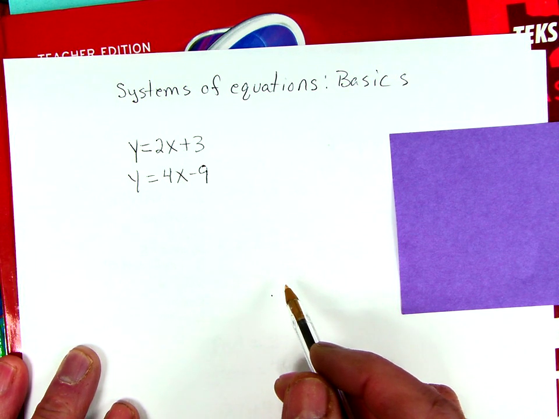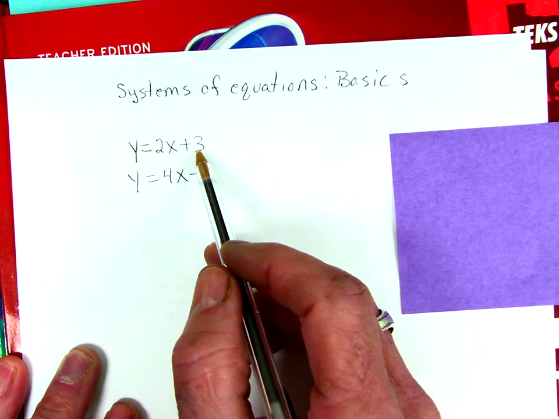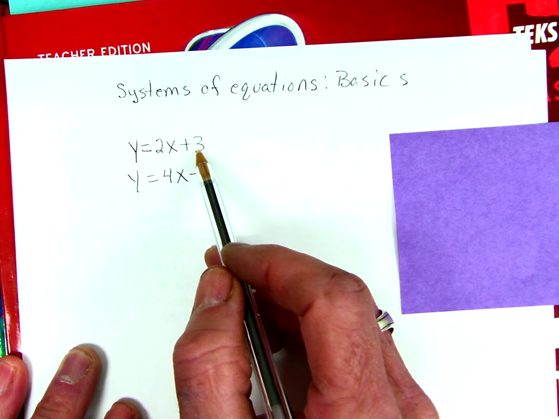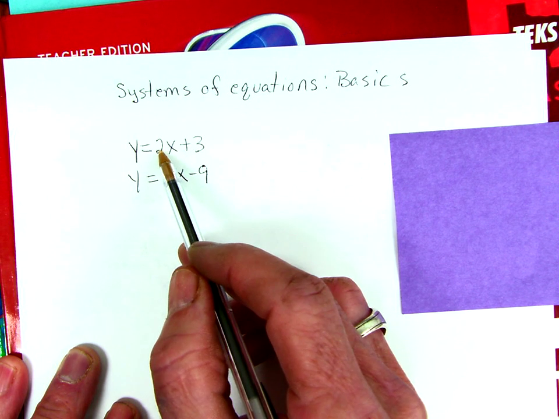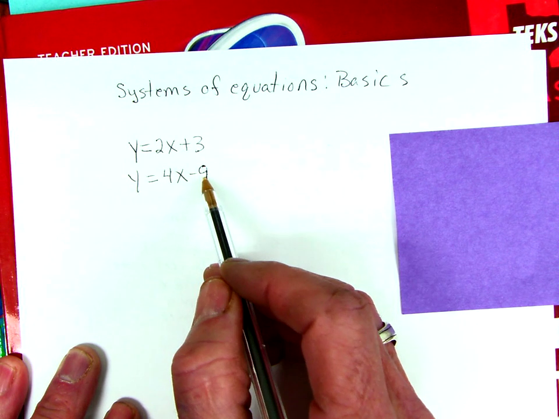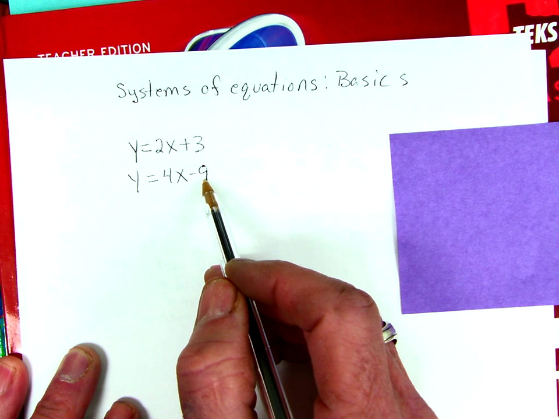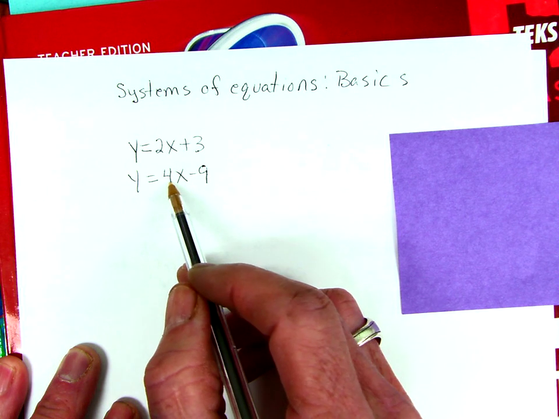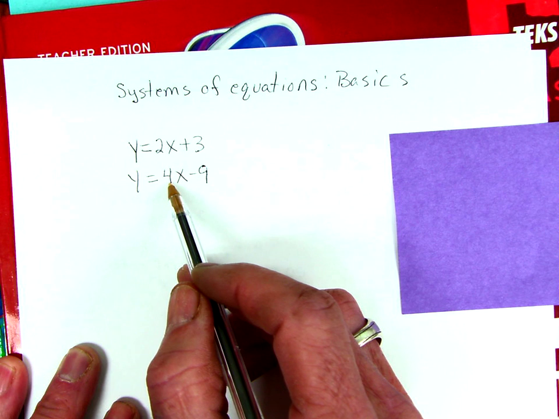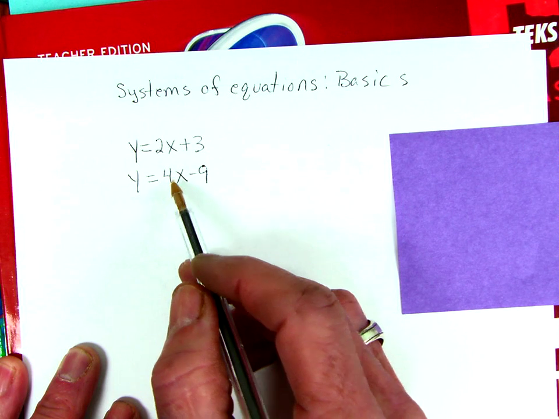If I were going to graph them, I would graph the first one starting at positive 3 on the y-axis, make a point, and then go up 2 over 1, make another point. Now the second one, I would start at negative 9 on the y-axis, make a point. Then I would go up 4 over 1 to make a second point and draw that line. Where the lines cross, that's where you'll get your answer.